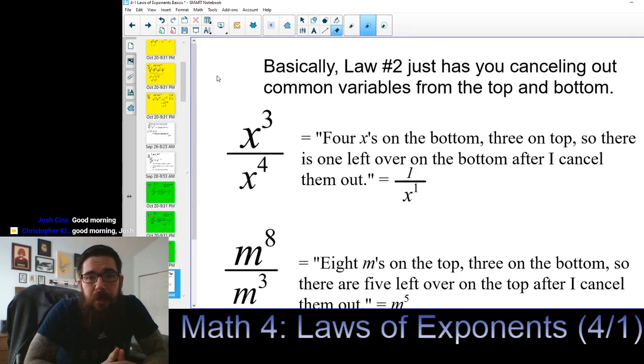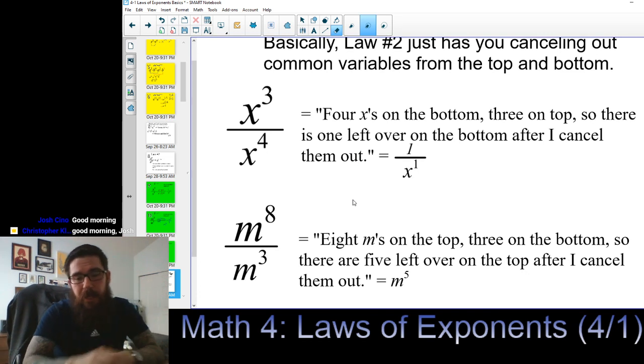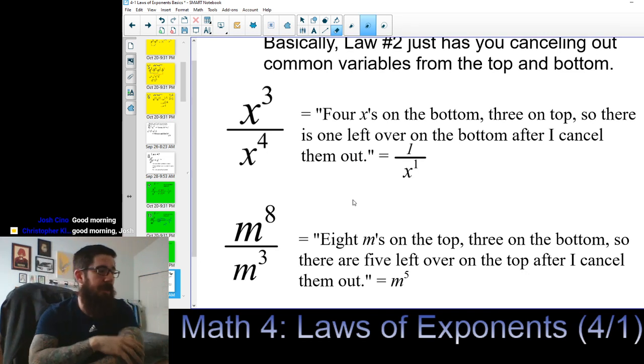So, law 2, when I say it's canceling common variables from the top and bottom, take a moment to kind of look at these phrases here. You know how to read, and it's the same sort of thing that I've been saying as we're going.